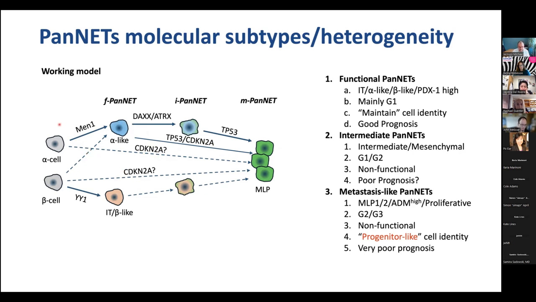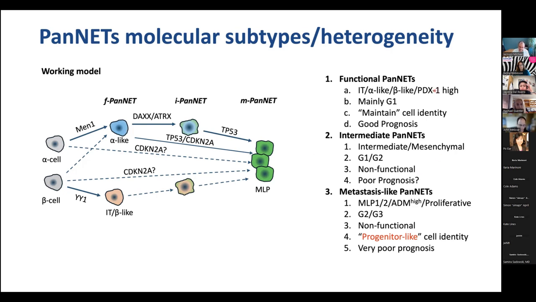When it comes to cell of origin, again, we think now that alpha cells give rise to the alpha-like cells. For me as a biologist, I cannot exclude the possibility that beta cells with maybe even MEN1 mutation will lead to this alpha-like phenotype, and I will talk about it more.